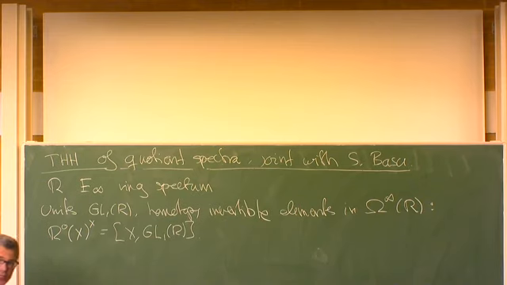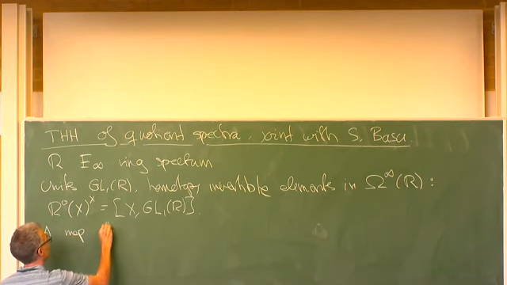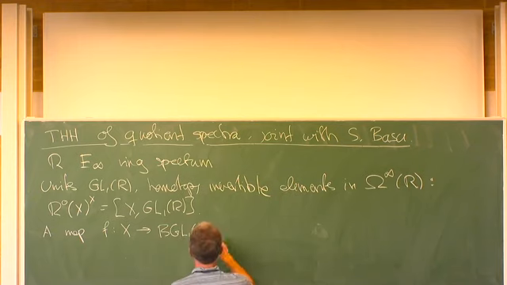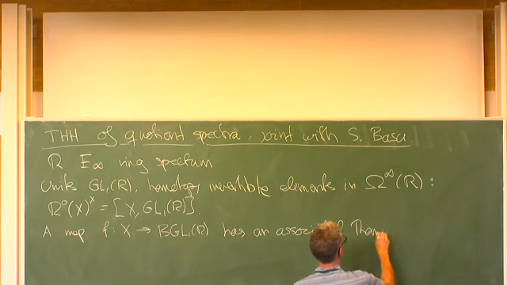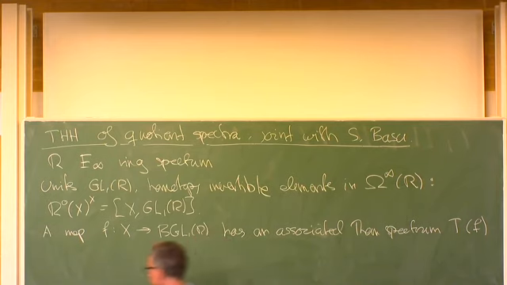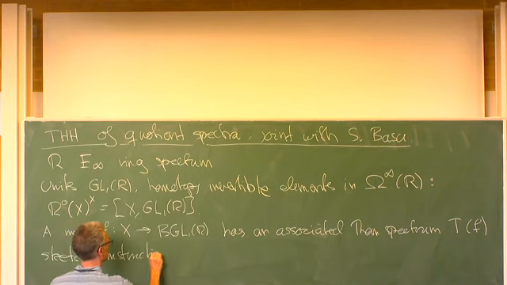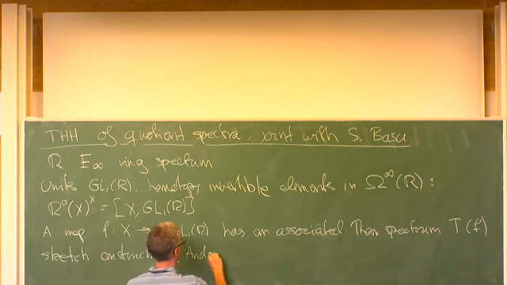Okay. So let me start by saying a few words about generalized Thom spectra. That's going to be an important part of the talk. If we have a map f from a space X into the classifying space BGL1 of R, then it has an associated Thom spectrum, which I'm going to write T(f). Here's a sketch of the construction, as it was first written up by Ando, Blumberg, Gepner, Hopkins and Rezk.